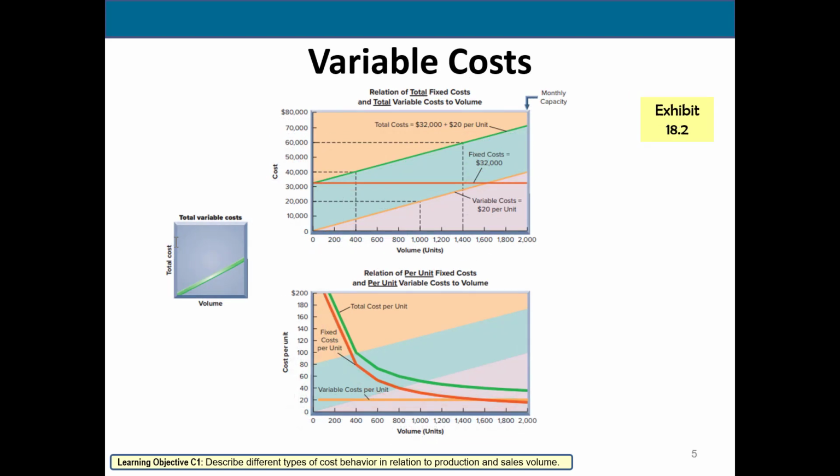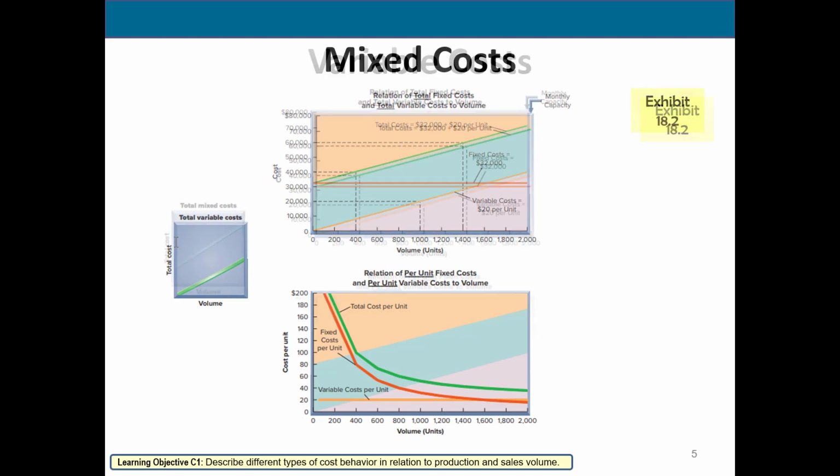Variable costs change in proportion to changes in volume of activity. The direct materials cost of a product is an example of a variable cost. If 1 unit of product requires materials costing $20, total materials costs are $200 if 10 units are produced, and they're $400 if 20 units are produced, etc. While the total amount of variable cost changes with the level of production, variable cost per unit remains the same regardless of volume changes.